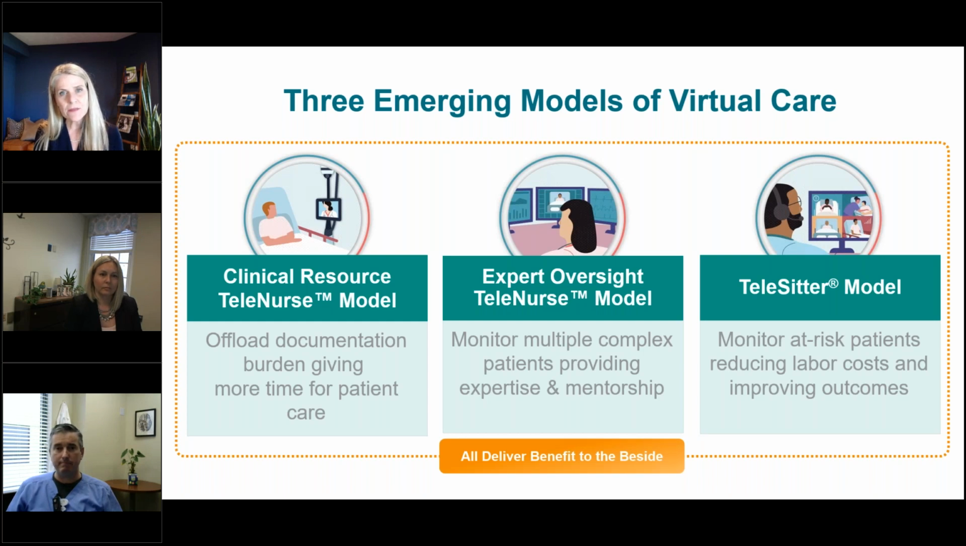Last month, we talked about the competencies of a virtual nurse, and I had a great conversation with the CEO, Terry Hinckley, of the Academy of Med-Surg Nurses, as they are finishing up their certification and defining the domains, skills and knowledge needed for a virtual nurse in the med-surg setting. This Clinical Resource TeleNurse model is more focused on the med-surg setting, and that virtual nurse helps a lot with documentation around admission and discharge and patient education, providing more time back to the bedside nurse.